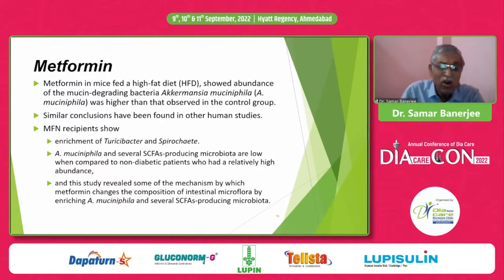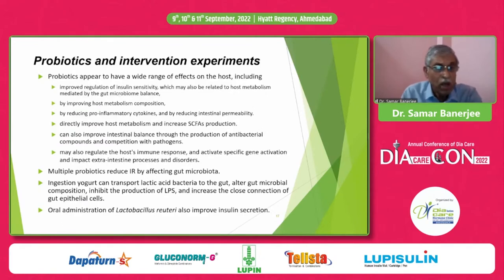Metformin recipients also show enrichment of Prevotella and spirochete, and Akkermansia muciniphila, while several short chain fatty acid producing microbiota are low when compared to non-diabetic patients who had a relatively high abundance. And this study reveals some of the mechanisms by which metformin can change the microbiota.